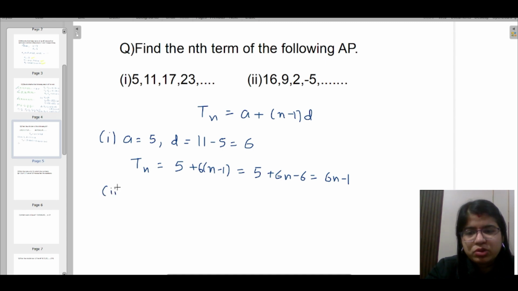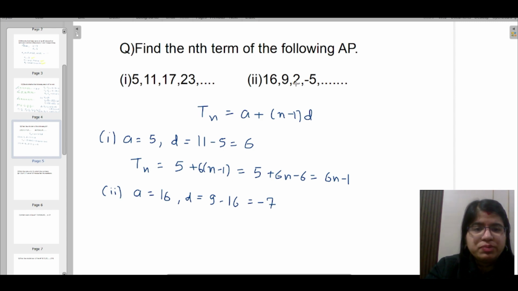Now let's see the second question. For the second question we have a equal to 16. d is how much here? Here the series is given, so 9 minus 16, which will be minus 7. Yes students, it's going to be minus 7, because when T3 minus T2 is done, we have 2 minus 9, which is equal to minus 7. Minus 5 minus 2 is again minus 7. So d is minus 7 here.